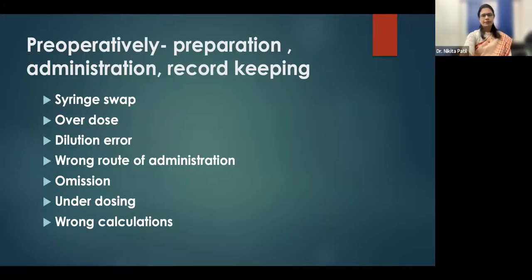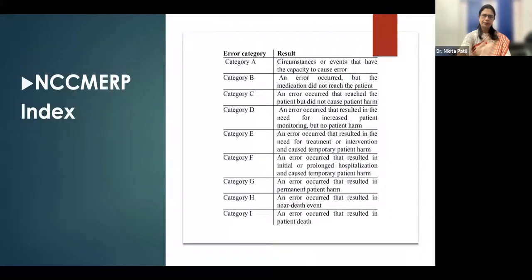Practically, now let us come to things. So pre-operatively, where we come into the picture, syringe swap, very common. It can be an overdose, dilution error, particularly with adrenaline or antibiotics, wrong route of administration, omission. The patient was supposed to receive some drug or heparin before a surgery, antibiotic prophylaxis was to be given, tranexamic acid was to be given, and I completely omitted it. And then it caused complications. So that is one reason. Underdosing, particularly with pediatric patients, wrong calculations. So pre-operatively, so many things can happen.